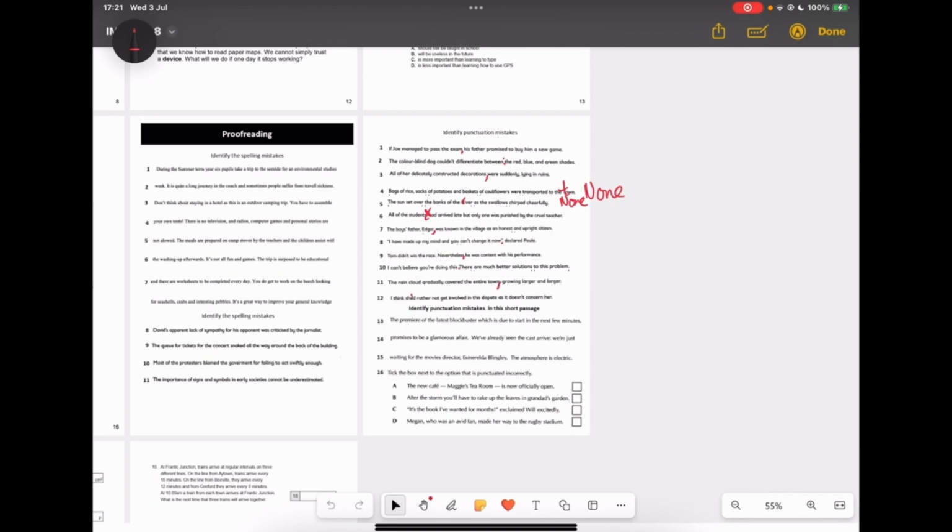I think should have an apostrophe, rather not get involved in this dispute as it doesn't concern her. Okay. 13. The premiere of the latest blockbuster, which is due to start in the next few minutes, promises a glamorous affair. We've already seen the cast arrive. We're just, so instead of a colon, that should be a semicolon. We're just waiting for the movie.